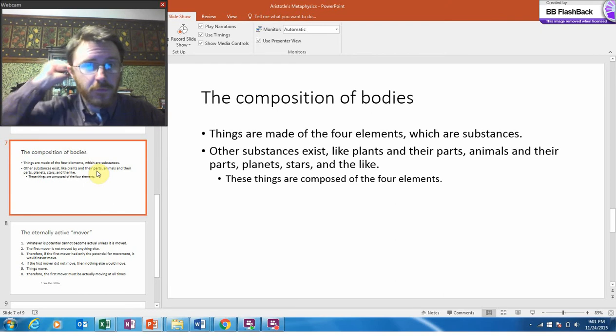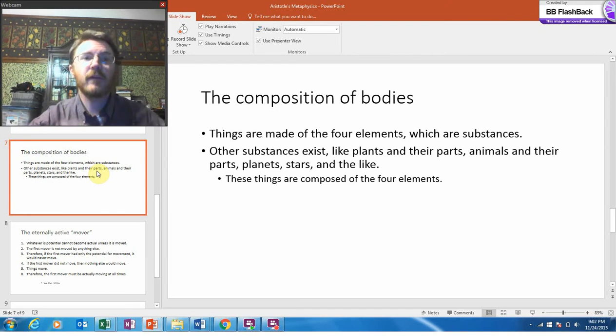So substances, bigger substances are composed of smaller substances. And the elements themselves are substances that compose all these things. And I suppose the elements are the smallest substance. But in Aristotle's way of seeing things, he is not an atomist.